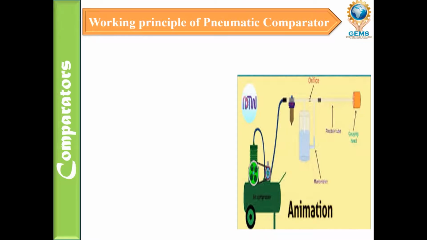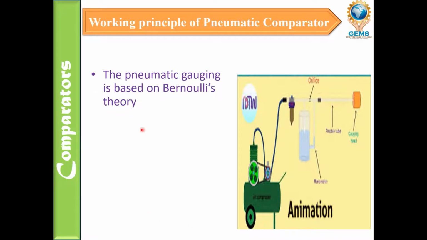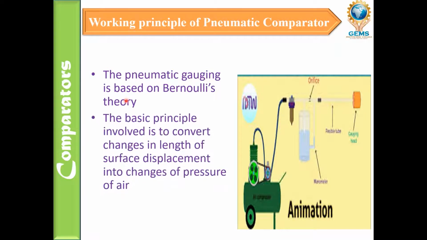Next one, working principle of the pneumatic comparator. The pneumatic gauging is based on Bernoulli's theorem. The basic principle involved is to convert changes in length of surface displacement into changes of pressure of air. If any displacement changes, automatically the pressure changes. This is the basic principle based on Bernoulli's theorem, right?